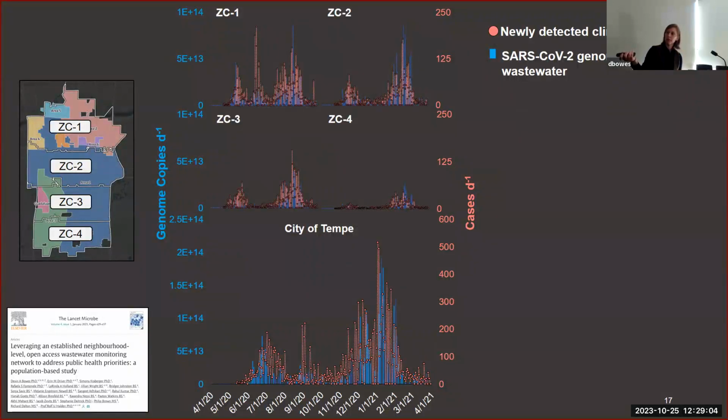Again, the blue is going to be that wastewater measurement. And then on the right-hand side, the pink are cases per day. The cases are the newly detected clinical cases per day reported by the city of Tempe, and broken down by zip code. So zip codes 1 through 4 go from north to south. And again, in zip code 1, that's in the northern end, we see that unique second wave, which we don't see in any of the others.